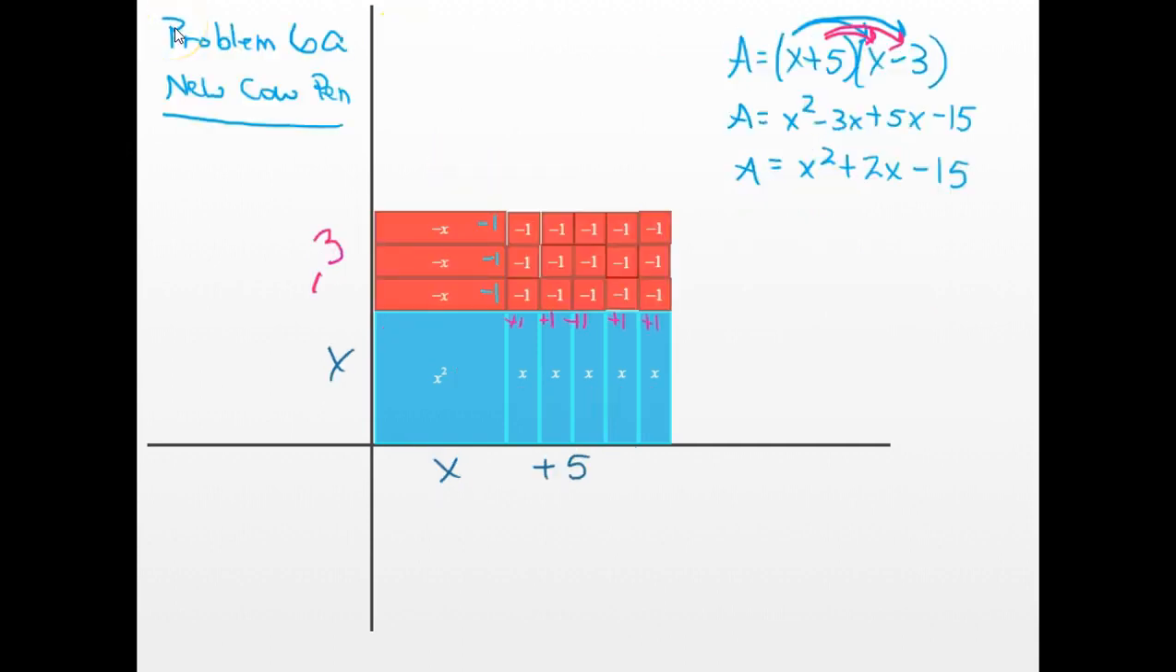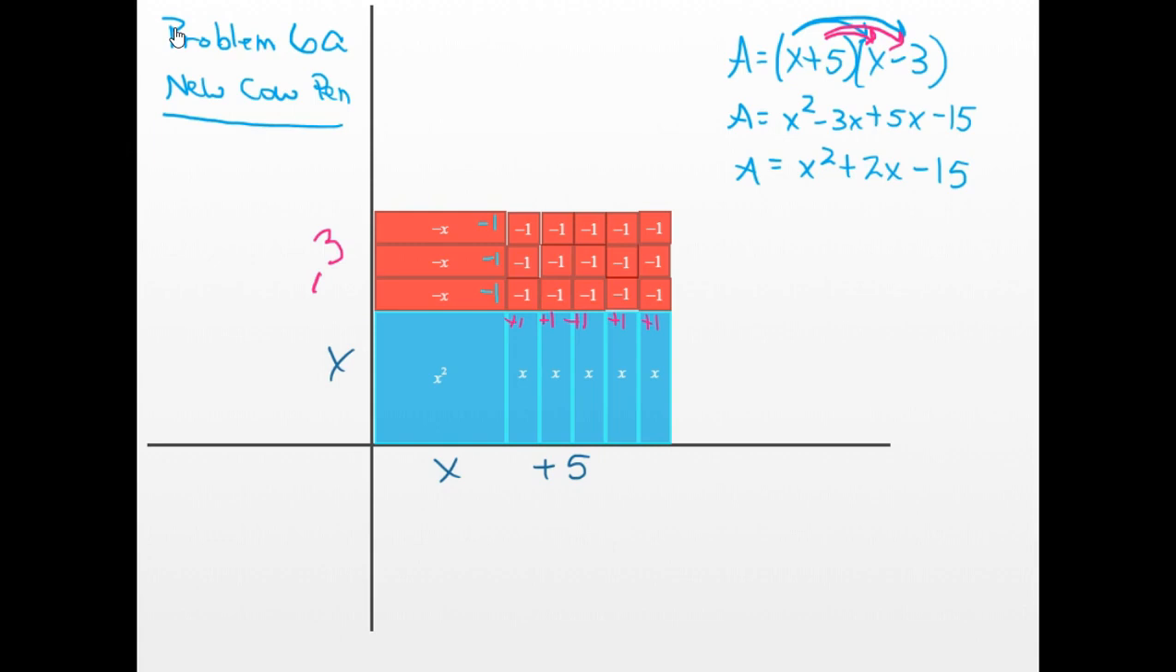Now we're going to look at problem 6a. They are taking the original duck pen and they now want to create a new cow pen, but they realized that the previous plan was too large and so they want to make it smaller. So they're taking the original area of the duck pen, x squared, and they're going to extend one side by 5 feet and they're going to reduce the other side by 3 feet.